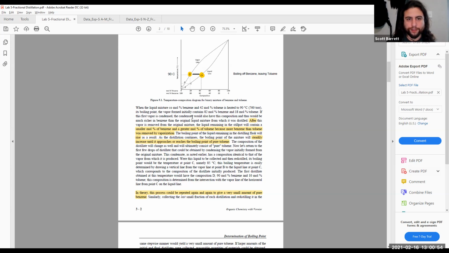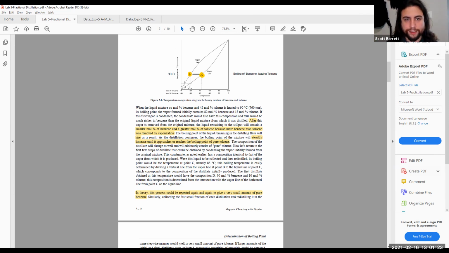The first vapor is condensed and it also has this composition, thus it would be much richer in benzene than the original liquid mixture. Afterwards, the liquid remaining in the still pot is a smaller mole percent of benzene and greater mole percent of toluene, because more benzene than toluene was removed by vaporization, because benzene is more volatile. That's the reason it's boiling off more readily than toluene. So the boiling point of the liquid remaining in the distilling flask will rise as a result.